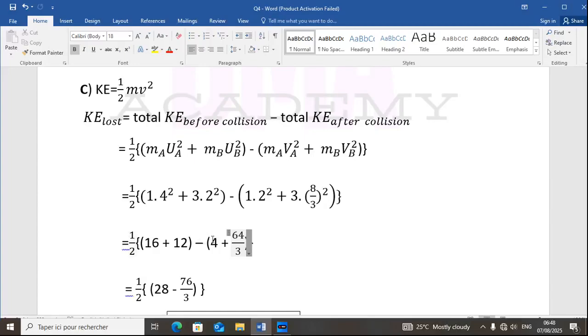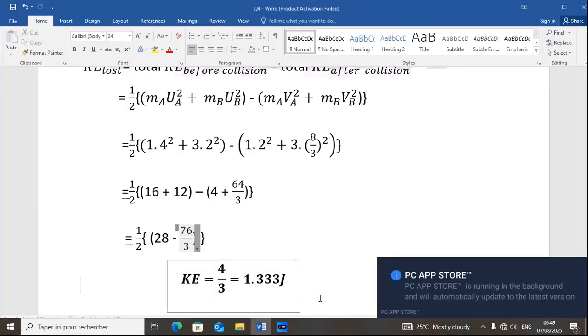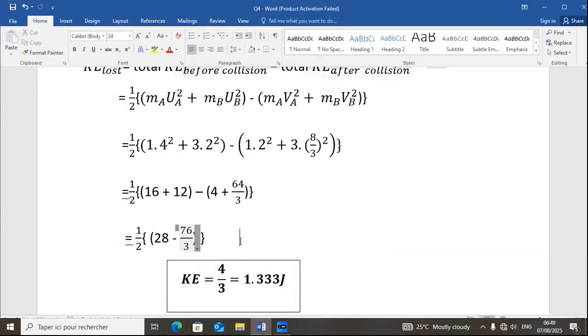If I simplify this, I'm going to have 12 plus 16, that's 28. 28 minus, if I add this, I'm going to have 76 on 3. So at the end of the day, if you simplify this, you should have the kinetic energy loss equal to 4 on 3, that's 1.333 joules of energy. So that's the energy that was lost during the collision.